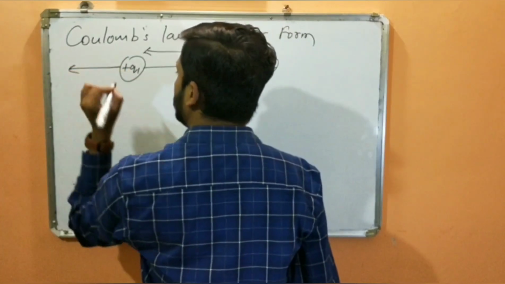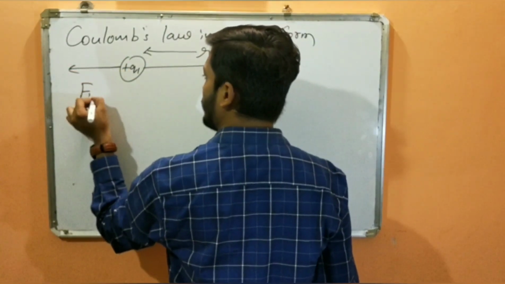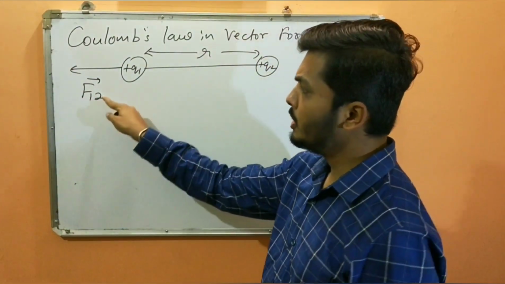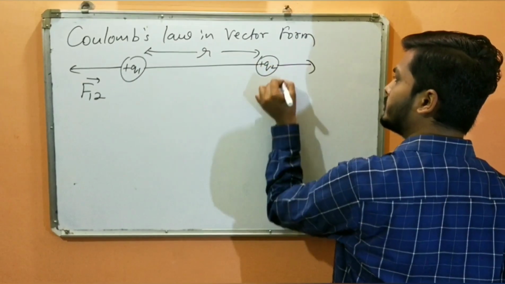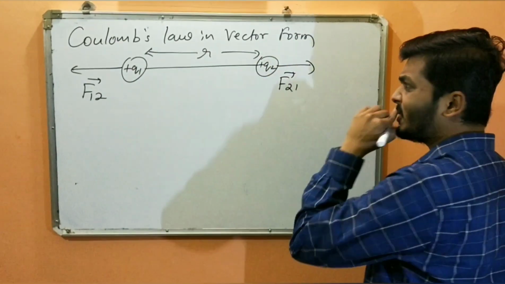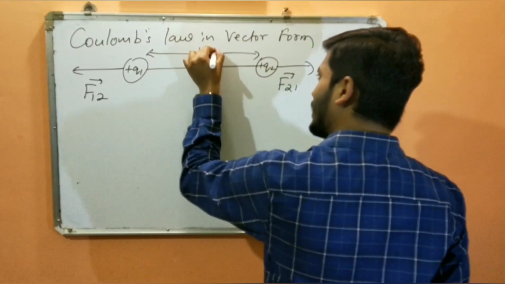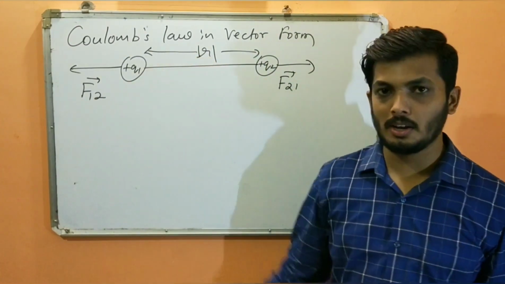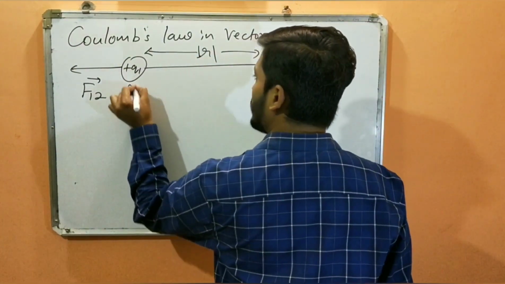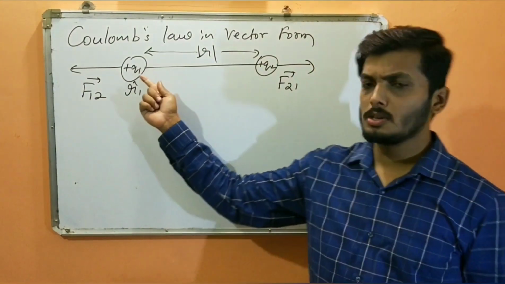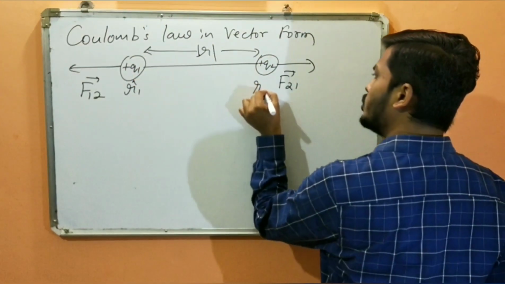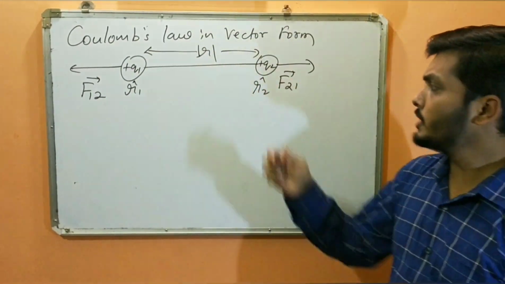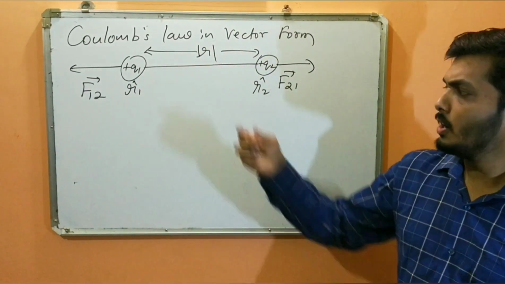Again, as a result, this charged particle will experience a force F12. What does F12 indicate? Force on charged particle 1 due to 2. This will experience a force F21. Yes or no? So this r, I'll put a mod here. Mod indicates it has magnitude, it is a scalar quantity. So let r1 be the position vector of this charged particle Q1 and r2 be the position vector of this charged particle Q2. Now consider two charges Q1, Q2, same thing.